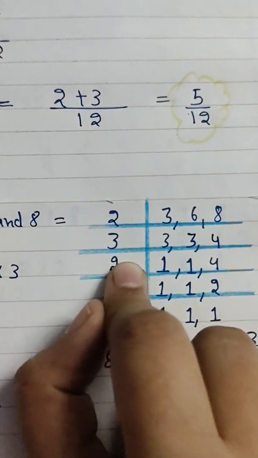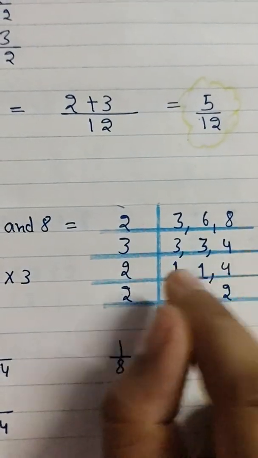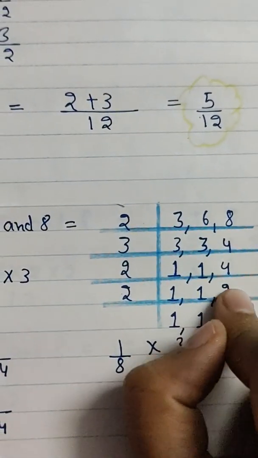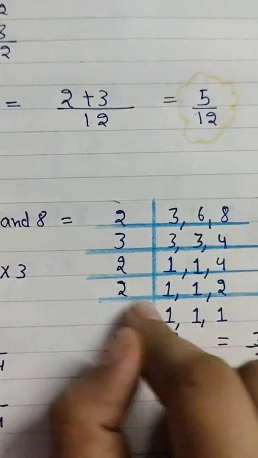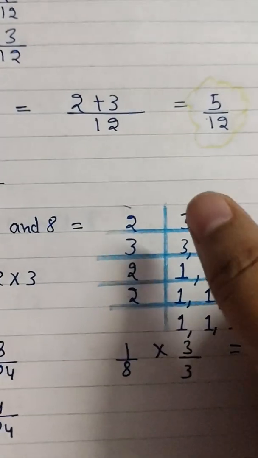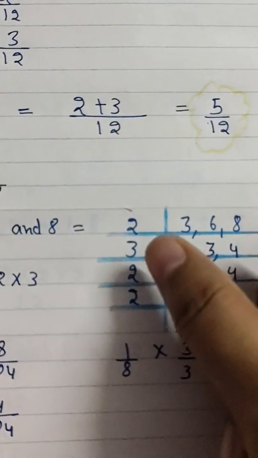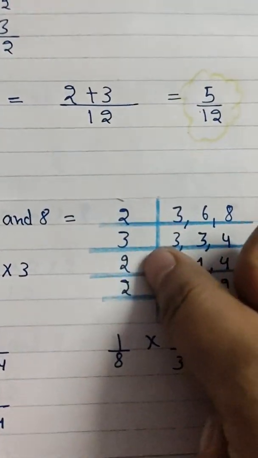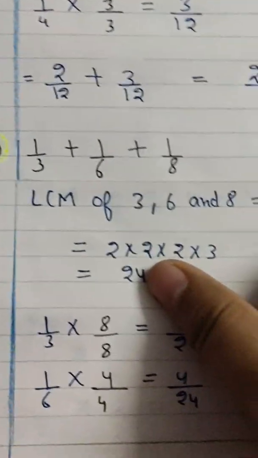Okay, do remember this thing. Now what you will do is 4 divided by 2, the answer will be 2, and again you will divide 2 by 2, so the answer will be 1. Okay, so 2 times 3 is 6, and 2 times 2 is 4, and 6 times 4 is 24, which will be your LCM.